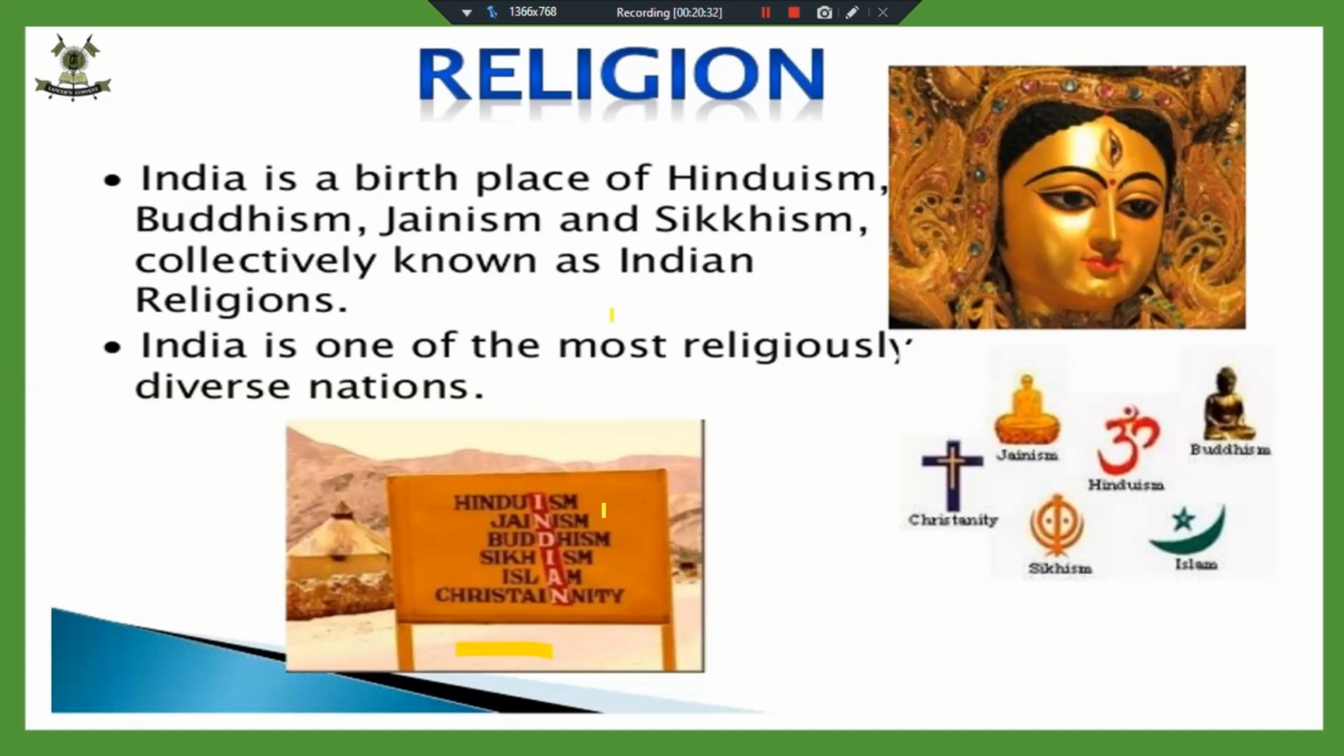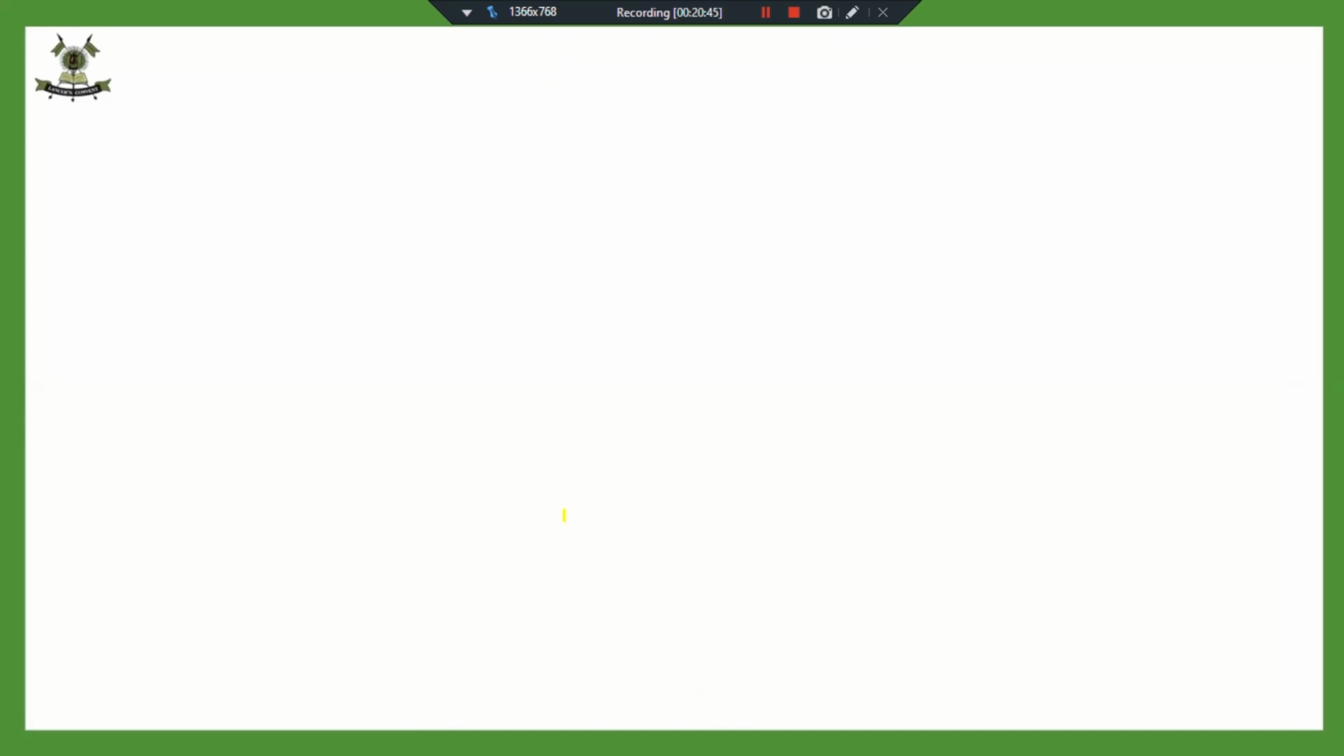Ultimately, whether you are a Hindu, a Jain, a Buddhist, a Sikh, from a Muslim background, or a Christian, at the end of the day, we all are Indians. We all are one with a lot of diversity.